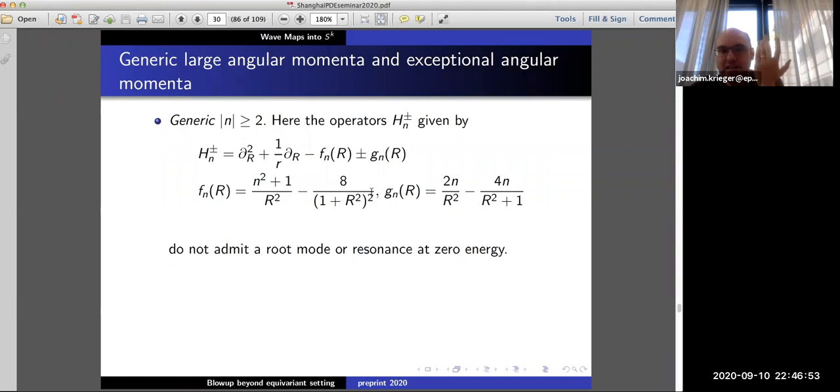Of course, as I say, you do this Fourier expansion in angles, and then for each angular mode, angular frequency, you get an operator here. So you get these Hn plus minus, and so there's n dependence.